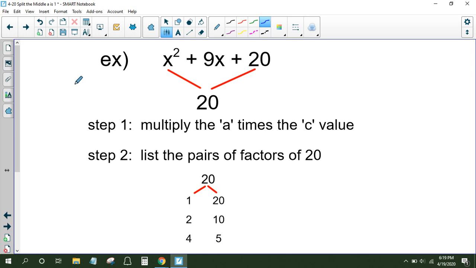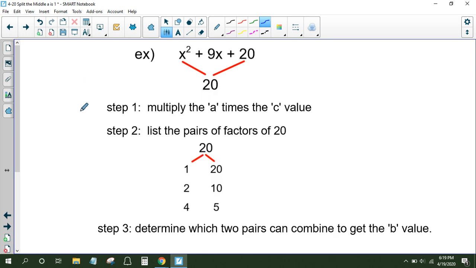Step number 3. We want to determine which pair combines to get the b value, this 9 here. Combining 1 and 20 is going to give us 21. Combining 2 and 10 will give us 12. But, oh, here we go. 4 and 5 combined will give us 9. So those are the two factors that we're interested in, the 4 and the 5.